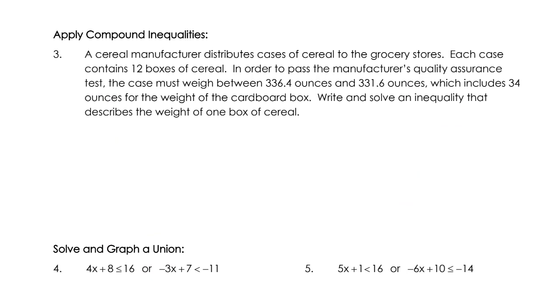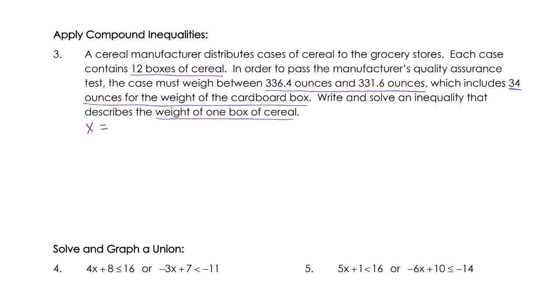Okay, next we have a word problem here. As always with a word problem, we need to define our variables. So x is going to represent, if I'm reading through this, a cereal manufacturer distributes cases of cereals to the grocery stores. Each case contains 12 boxes of cereal. In order to pass the quality assurance test, the case must weigh between 336.4 ounces and 331.6 ounces, which includes 34 ounces for the weight of the cardboard box. Don't forget, there's also 12 boxes of cereal in the box. And then it says write and solve an inequality that describes the weight of 1 box of cereal.